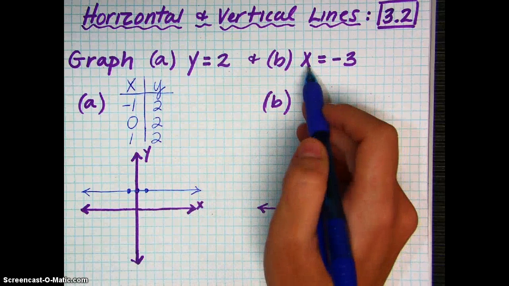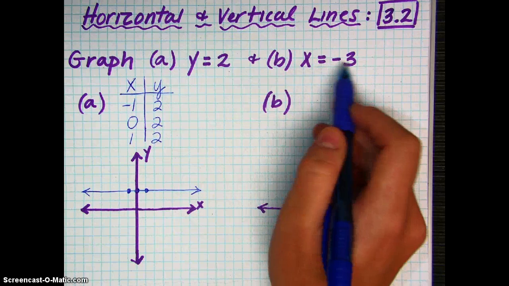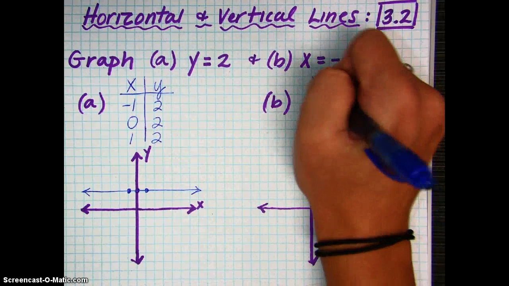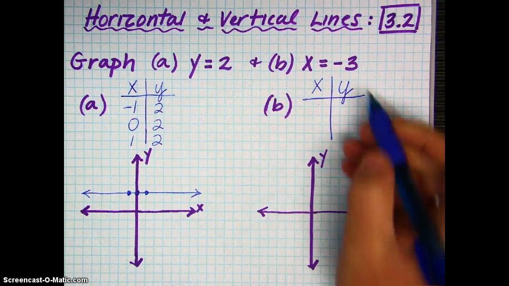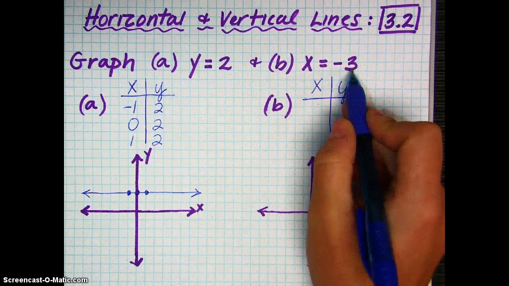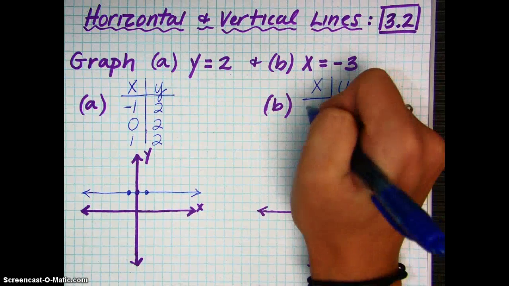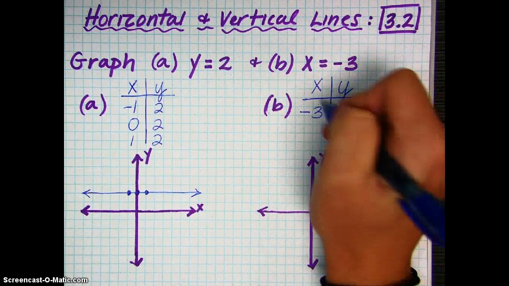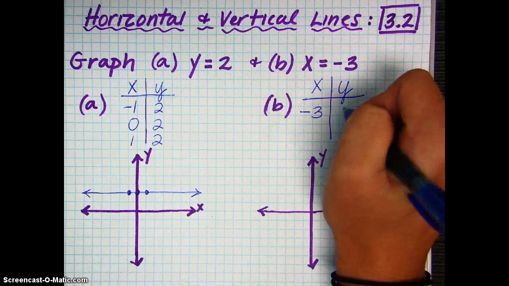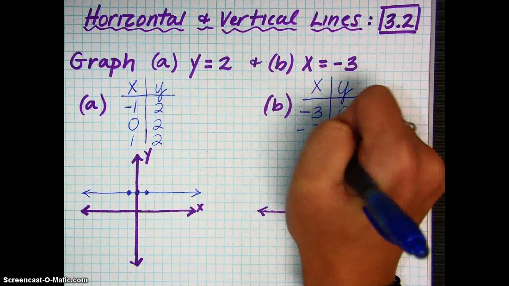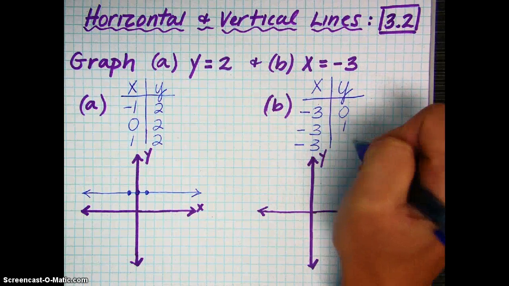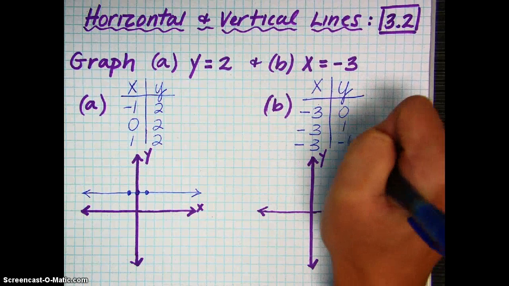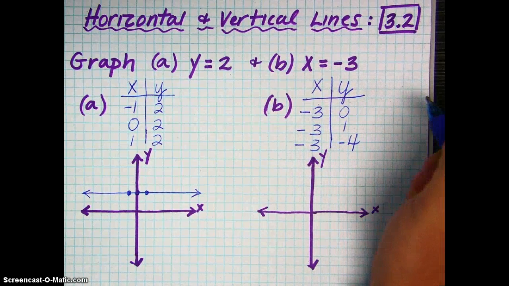Now if we look at B, this equation is an x equals equation. So once again, if we consider making a table, the equation tells us x is negative 3. No matter what, x is negative 3. So x is negative 3, y might be 0. x is negative 3, maybe y is 1. x is negative 3, y is negative 4. Okay? Really, it doesn't matter.